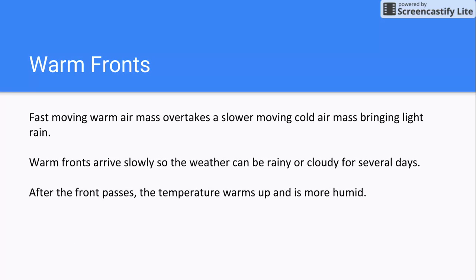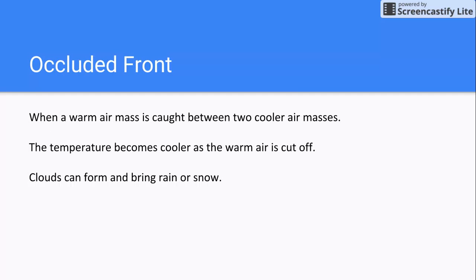Warm fronts. When a fast-moving warm air mass overtakes a slower-moving cold air mass, it brings a really light rain. Warm fronts arrive slowly, so the weather can be rainy or cloudy for several days because it moves at a much slower pace. After the front passes, the temperature warms up, and it tends to be more humid as evaporation occurs from the precipitation that already came down.